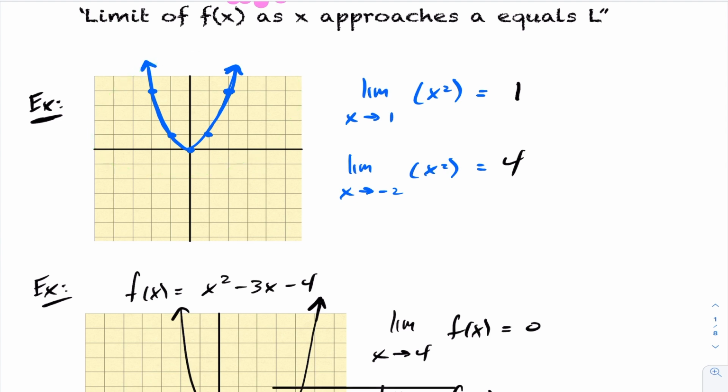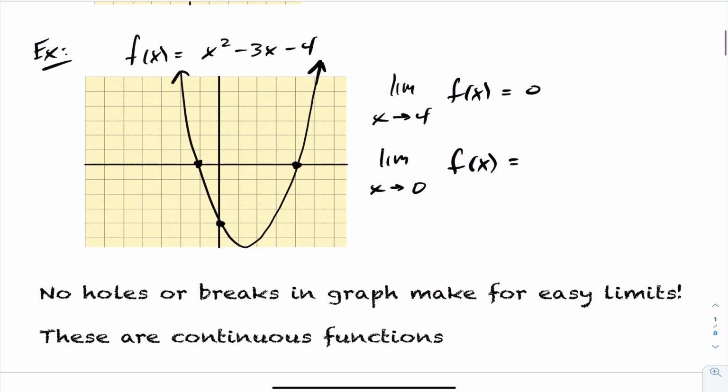Okay, let's look at another example. For this example, we have another polynomial, and we want to examine what happens as x approaches 4. As x approaches 4, whether I'm going from the left or from the right, we can see my function is approaching 0. So the limit as x approaches 4 is 0.